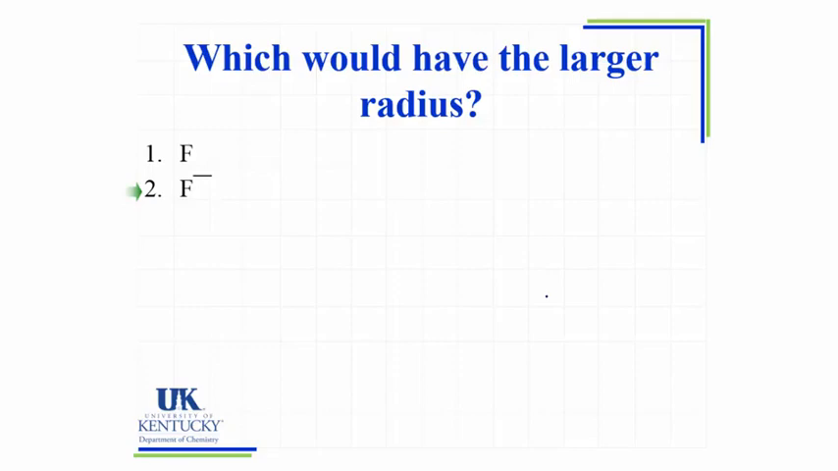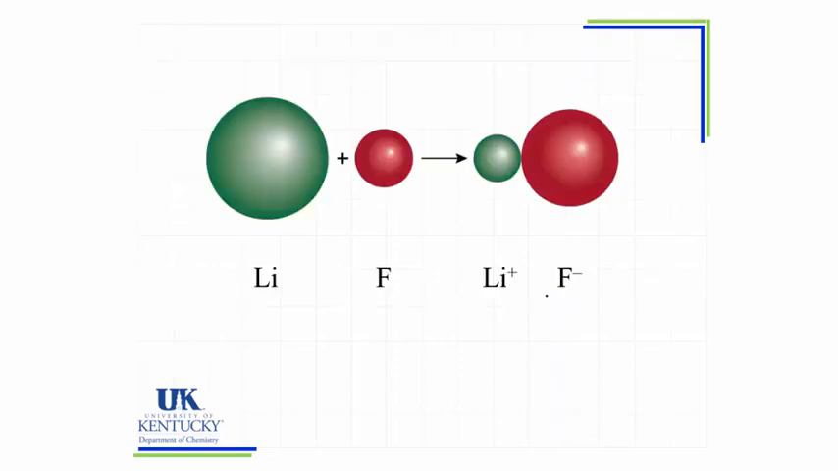Now, just to show you a relative size change between the atoms and the ions, as we go from lithium to lithium plus, we know that that's decreasing in size. As we go from fluorine to fluoride, it is increasing in size. So by transferring 1 electron, coming from here and being placed on here, it makes a very big difference in the size of those ions.